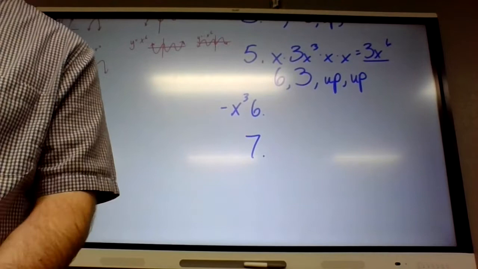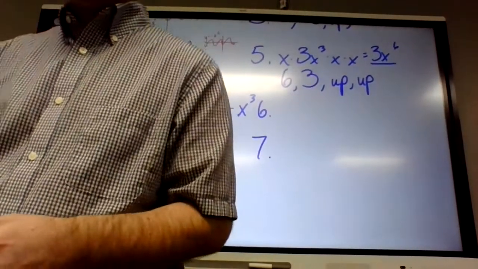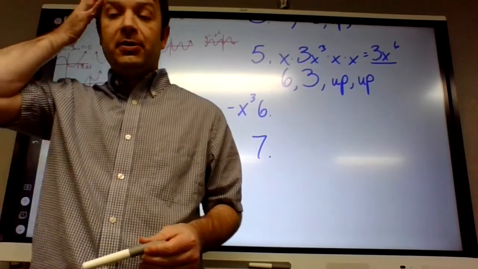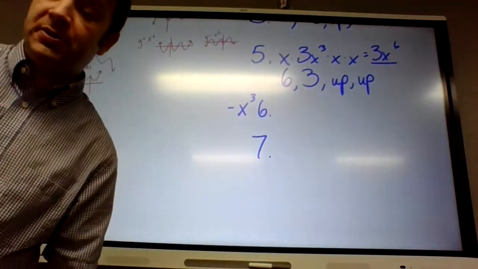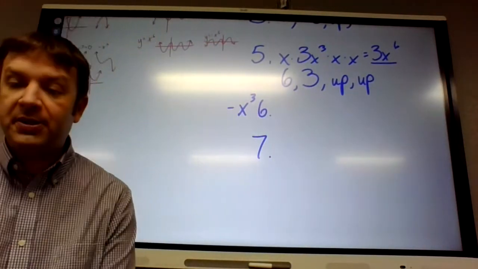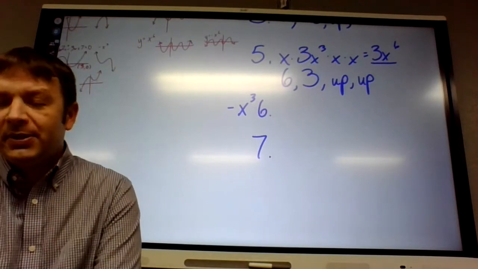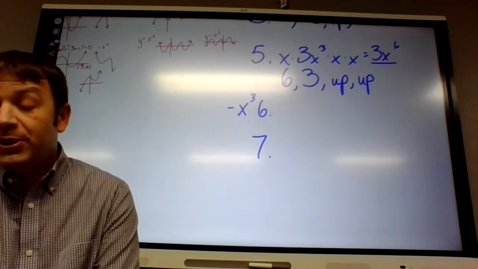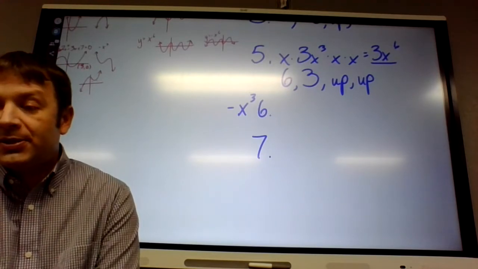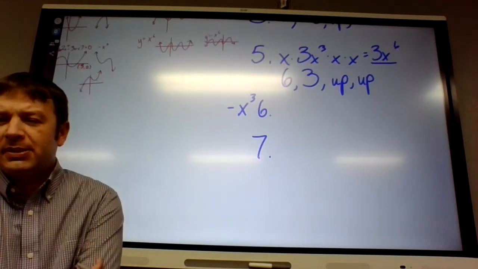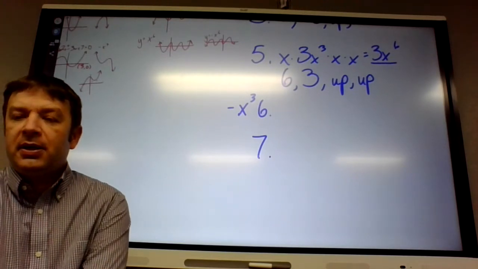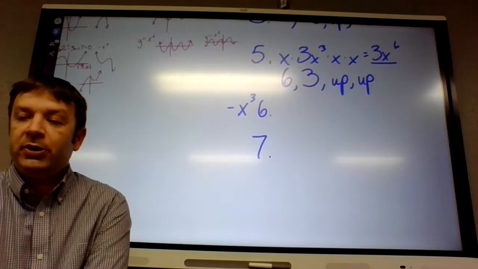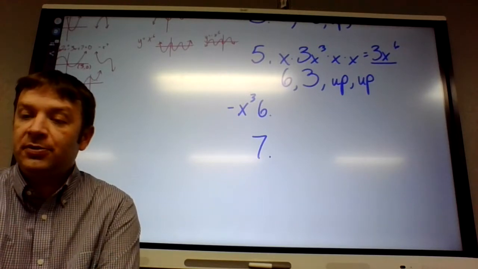Number 7. For each graph, state the number of real zeros. Okay, so I said earlier that the zeros of the function, or the roots of the function, are like the x-intercepts of the function. So you can tell how many zeros, real zeros, there are by how many times it crosses the x-axis. The function's end behavior and whether the function's degree is even or odd.